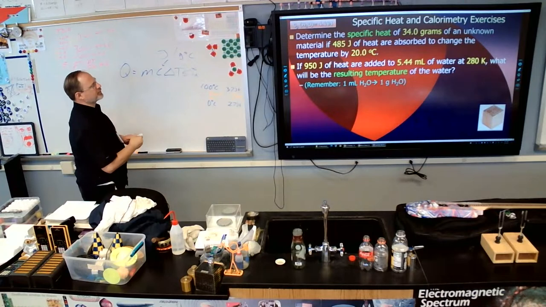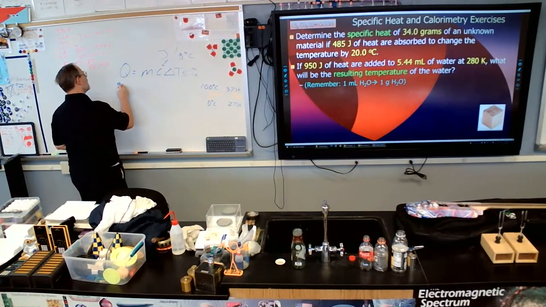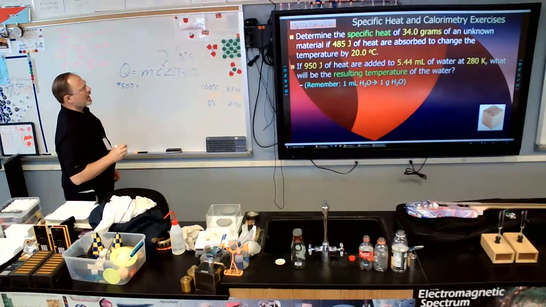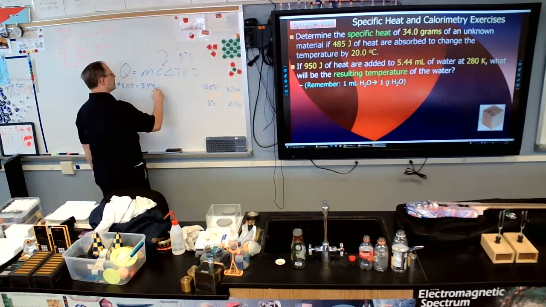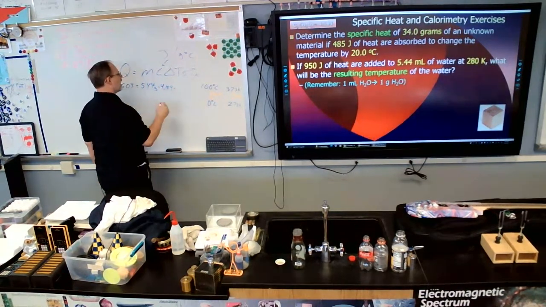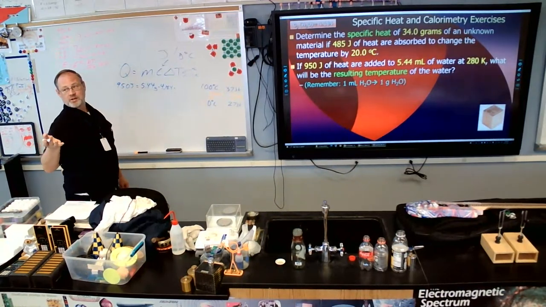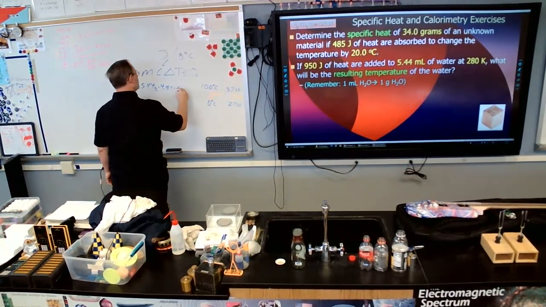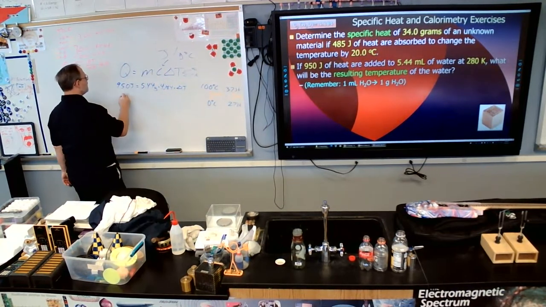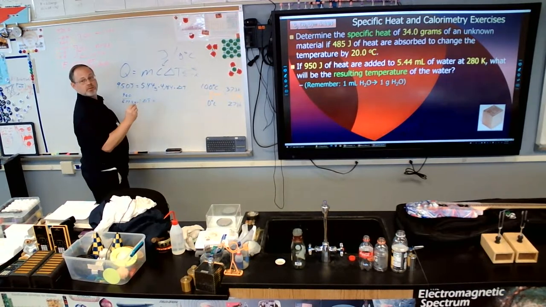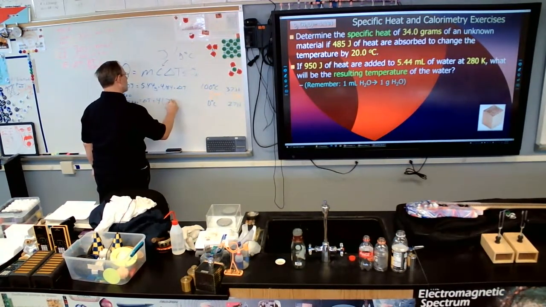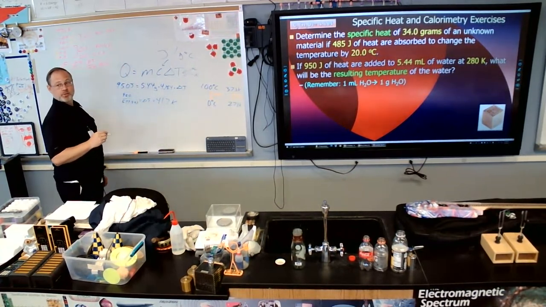Okay. So let's go and watch number 6.7. We've got 950 joules of heat, and we are warming up 5.44 grams of material. Water has a specific heat of 4.184. And now we're solving for how much temperature change we have, because everything else is there. So we're going to figure out how much delta T is. So 950 divided by 5.44 times 4.184 gives us a delta T of 41.7 degrees, 41.7 Kelvin. So that's the change in temperature.